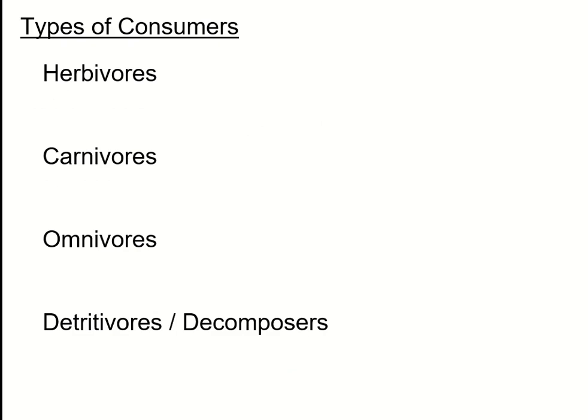I'd also like you to take a look and review the types of consumers. If you need to look it up, look it up. This is something that should have come back from you from 2nd, 3rd, 4th grade. The definition of herbivores, carnivores, omnivores, detritivores, and decomposers are all vital to ecology and understanding how interspecies are going to relate to one another.